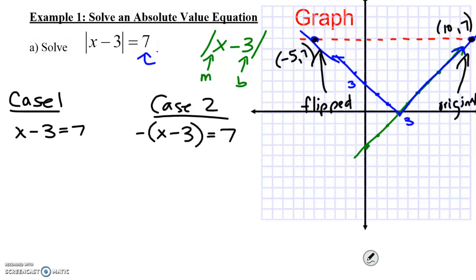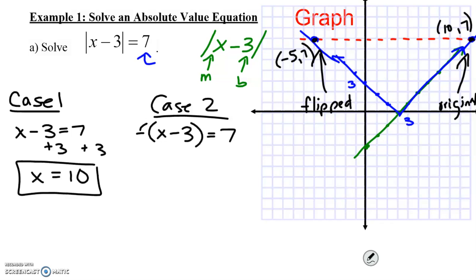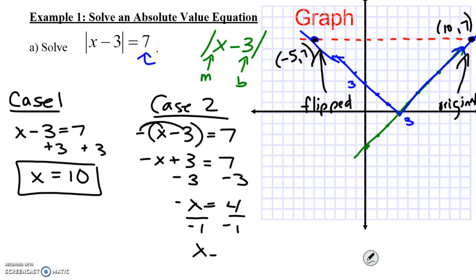So now we just go through and solve these as if it was any equation. So here we'll add the 3 over. So x equals 10 is one of my solutions. Here, I would put the negative in, so it's going to be negative x plus 3 equals 7. I'll have to subtract the 3 over, so negative x equals 4, and then divide out the negative 1, so x equals negative 4. So clearly my graph here was a little bit off. It should have hit right here at negative 4 and 7, just a poorly drawn graph. So those would be my two solutions.